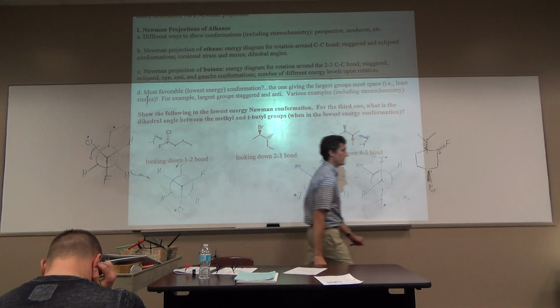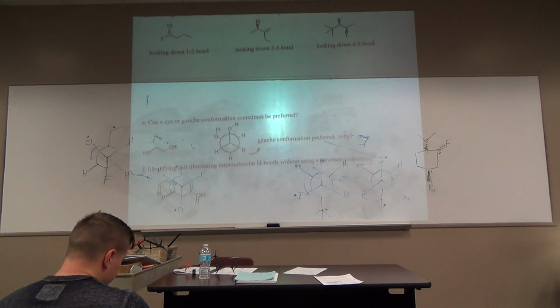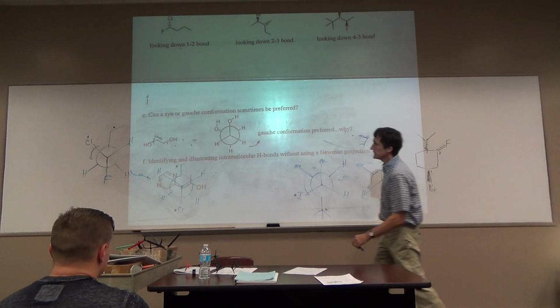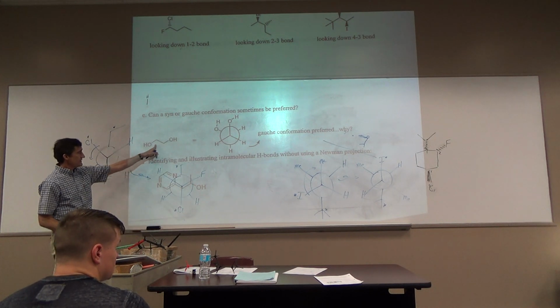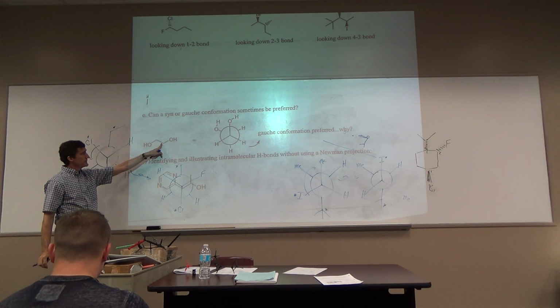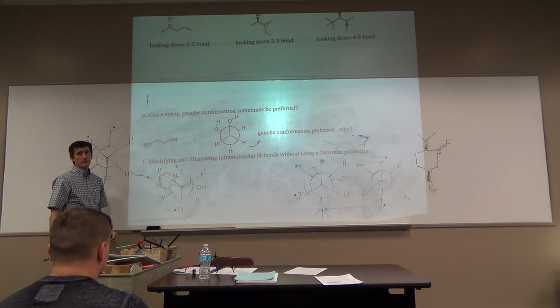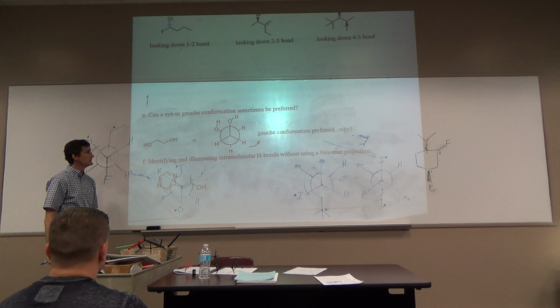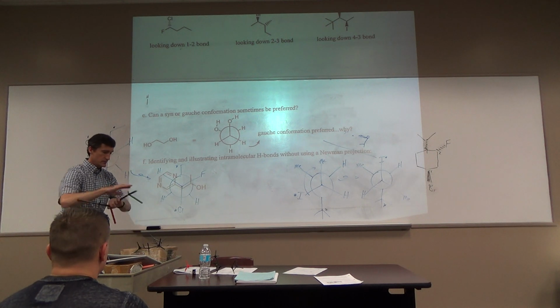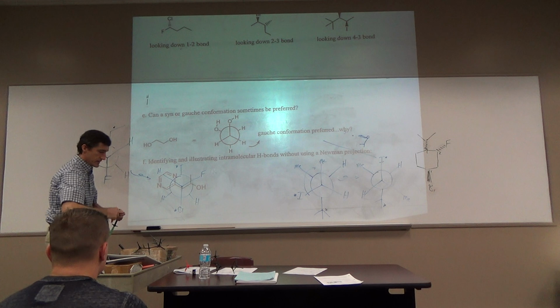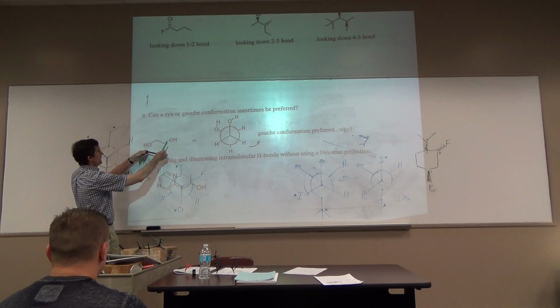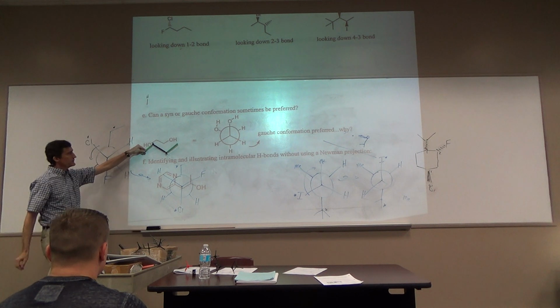Let's see what else. Can a gauche conformation sometimes be preferred? That is, are there exceptions to having big group anti? Yeah, this compound right here, the OH is actually preferred to be gauche. Now remember, we draw it like this on the board. There it is on the board.